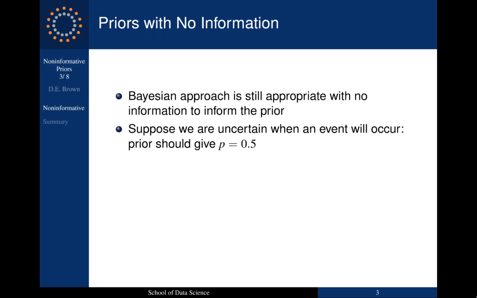Suppose, for example, we're uncertain whether an event will occur. The prior should give us a probability of 0.5, because it's effectively an equal flip of a coin. It could go either way. Conveniently, a uniform prior distribution over 0, 1 does this, since the mean of the uniform at that range is 0.5.